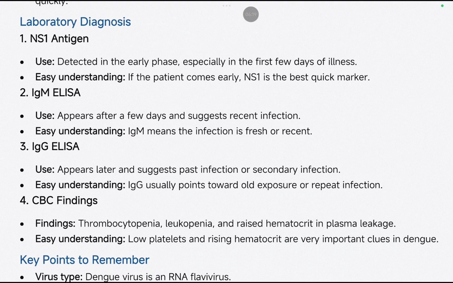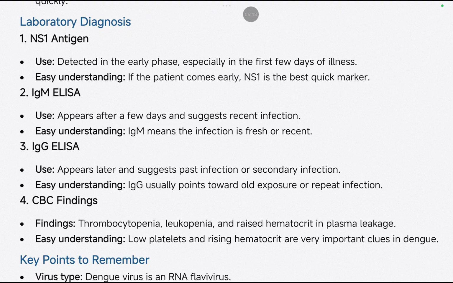Then you will go for IgM ELISA. IgM, you know what it is, it is the Mumbai police. And what does Mumbai police do? It is the first responder. So if IgM is present, it suggests recent infection, and you will look for IgG. IgG appears later, generally due to past infection or secondary infection, when the antibodies are already built up. Okay, so if you see IgG, that means the infection is old.